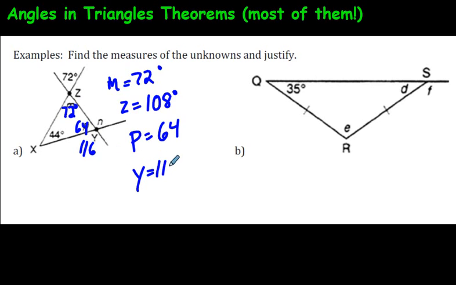So Y is 116 degrees. And lastly, N and Y have to be identical because they are called opposite angles. Okay, so that's also going to be 116.